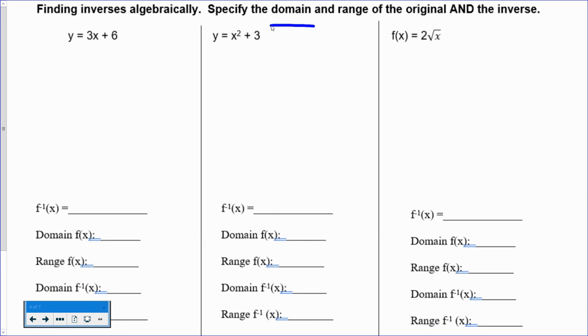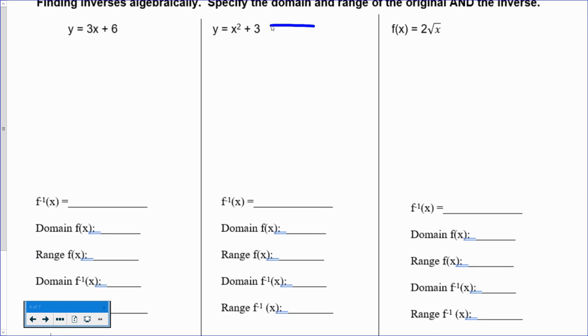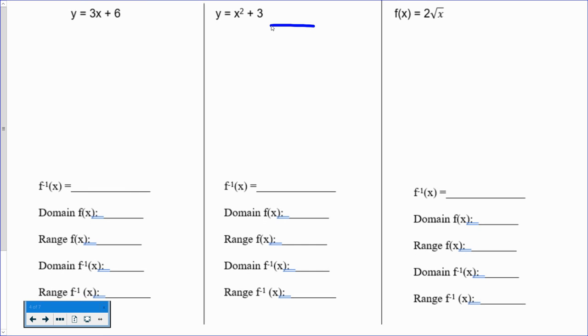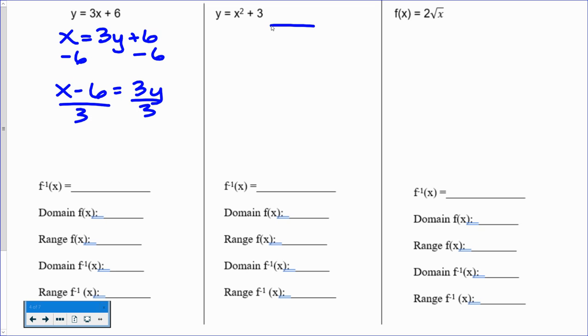So with my first problem over here, y equals 3x plus 6, that would be a linear equation. And so I'm going to switch the input and output and then solve for y so I can rewrite this. So then I'll subtract 6 from both sides. So x minus 6 would equal 3y. And then to get y completely by itself, I'll divide by 3. So you can write this in a couple of different ways. You can write it as y equals x minus 6 over 3.